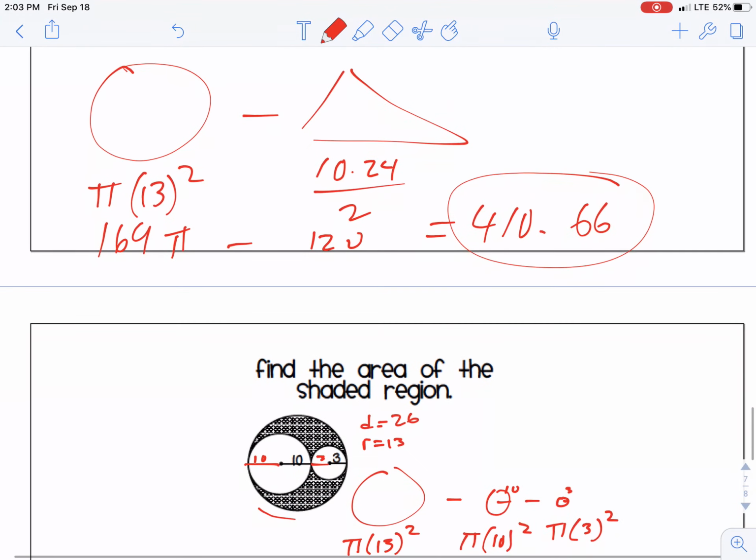So when you're finding the area of the shaded regions, you want to find the area of the big outside main piece, subtract out the area of the non-shaded pieces, and then you get your answer.